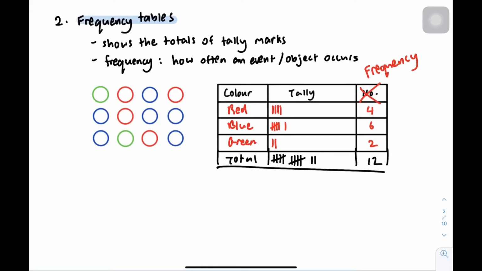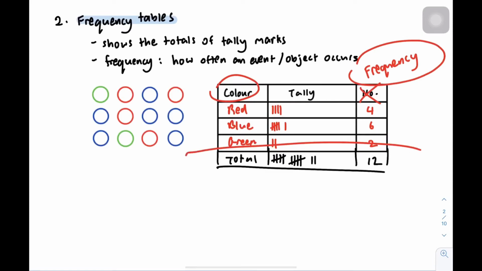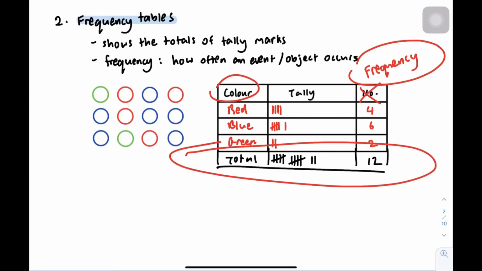So what makes a frequency table? The category, number 1, the frequency, number 2, and the total. So remember these three components.